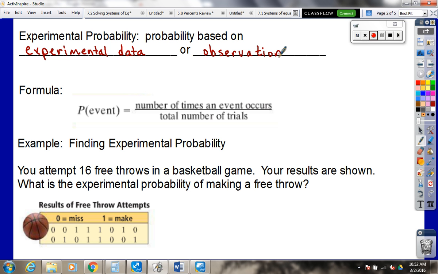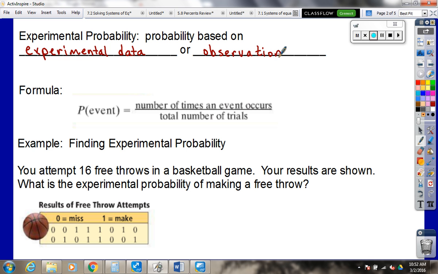So if we want to know the probability that we're going to roll a 4 on a die, we know that there's 6 choices. One of them is a 4, so that probability would be 1 out of 6. That's called theoretical probability. That's what we expect it to be. Experimental probability would be if you rolled that die a whole bunch of times and counted up how many times you actually got a 4, that's experimental probability.